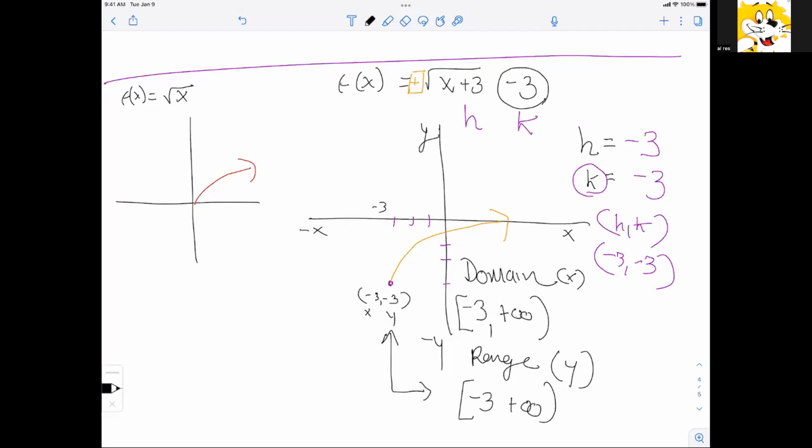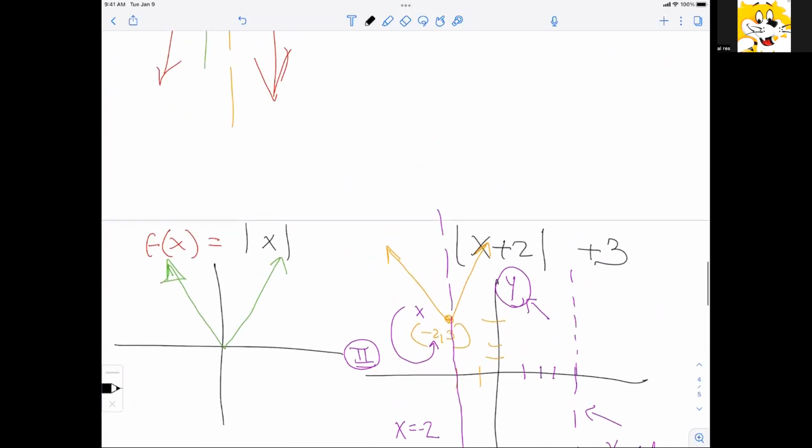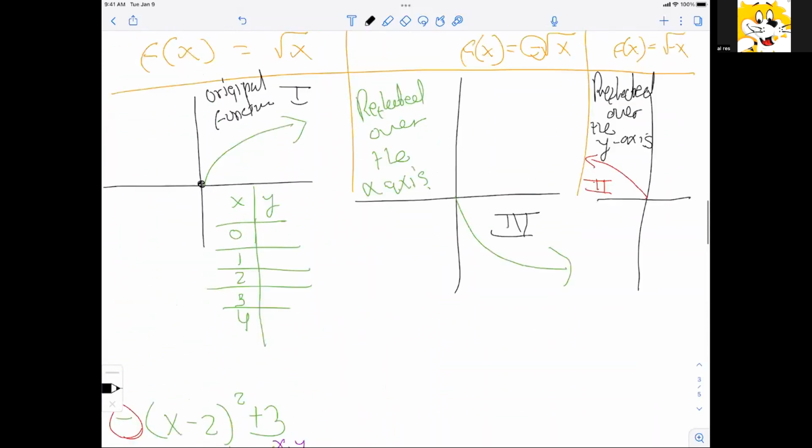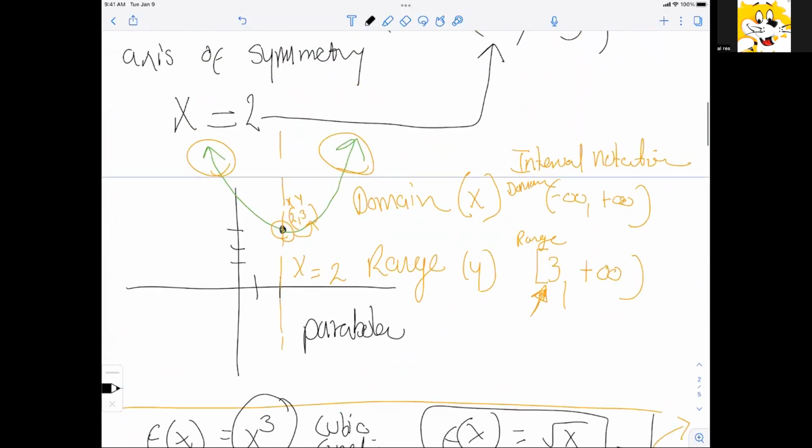While the x is all my x values. And remember, x is left and right, left and right. Y values are up and down. Look at the y values, up and down, like an elevator.